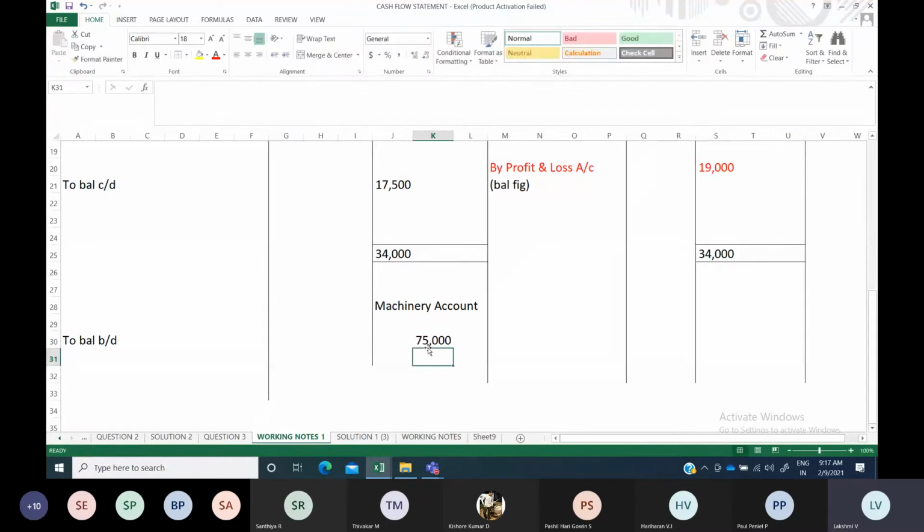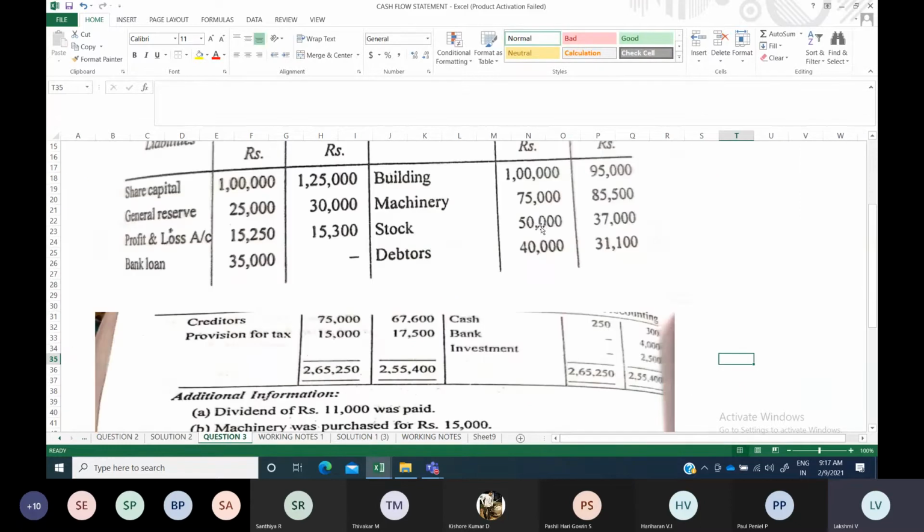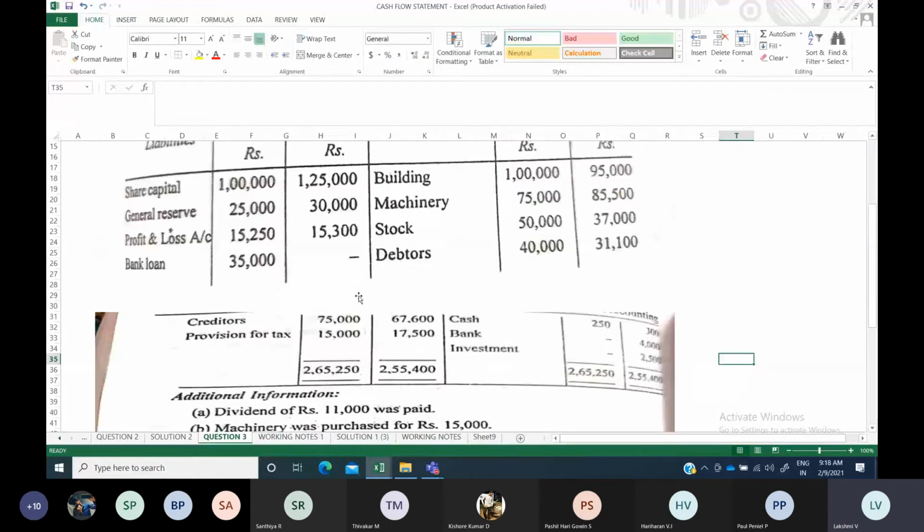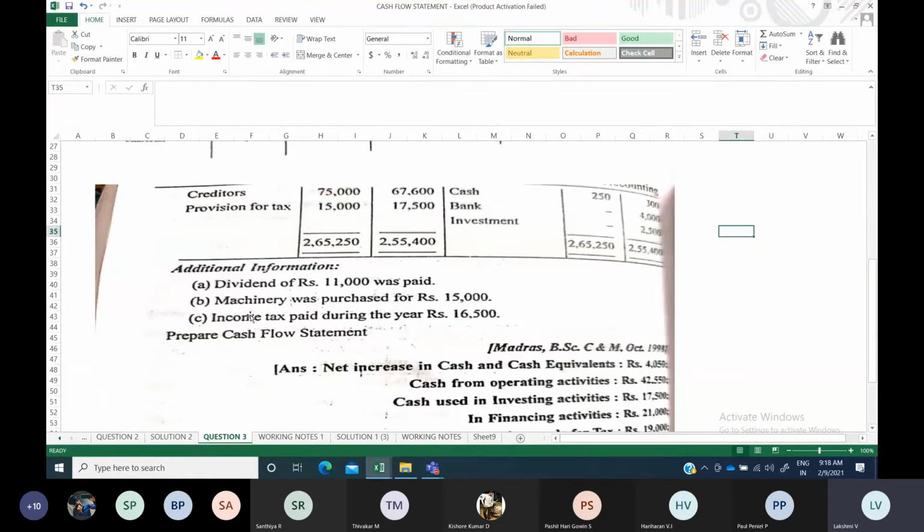Okay. And then your closing balance will come on the credit side. So on this side, you have to enter the amount here. How much means 85,500 is the closing balance you can get from the balance sheet. 85,500. Okay. And then next we are moving on to the additional information.